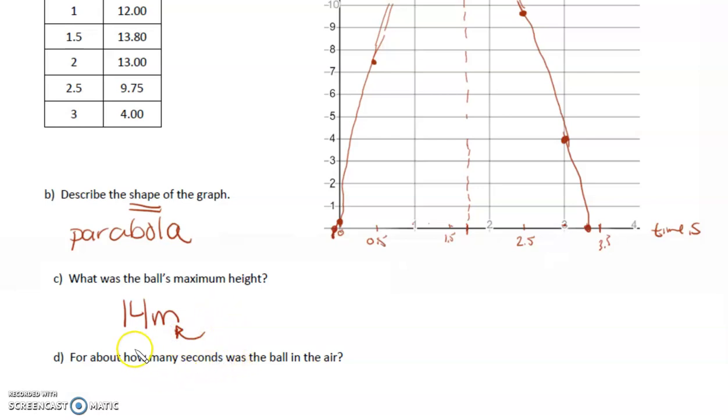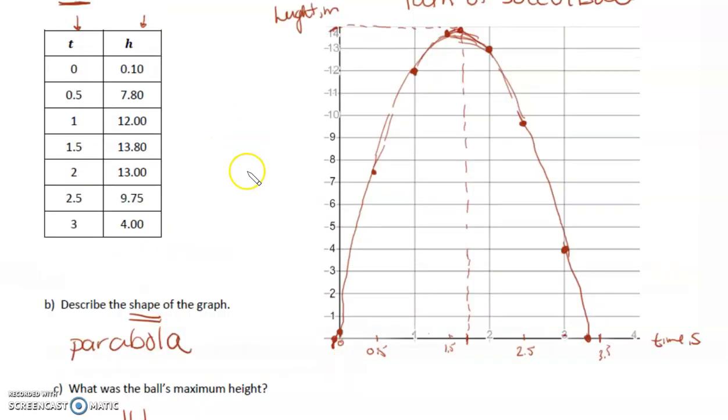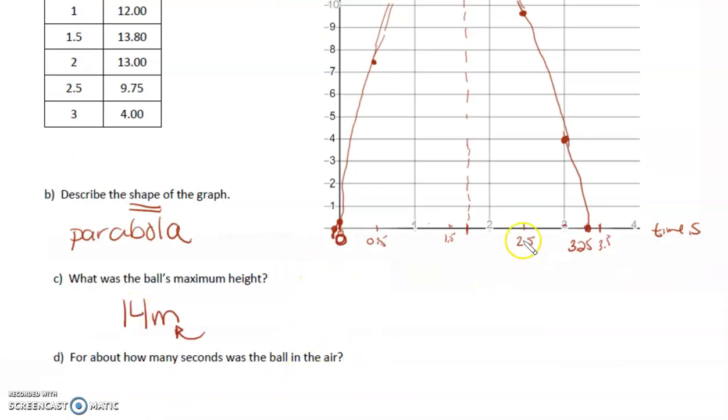And for about how many seconds was the ball in the air? So the ball starts to be in the air at 0 seconds, goes all the way up, all the way down. And we can call this about 3.25, maybe 3.3. But it's going to be approximate because we don't have a specific equation. So 3.25 seconds.